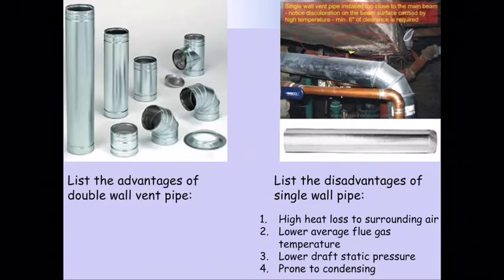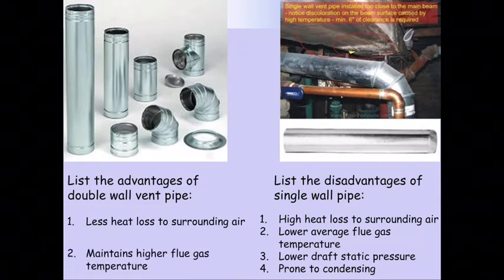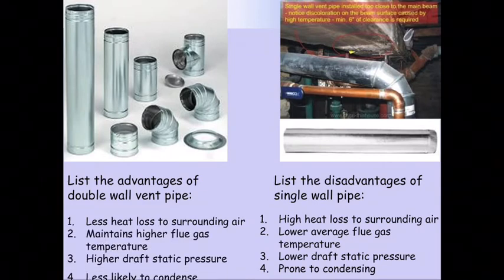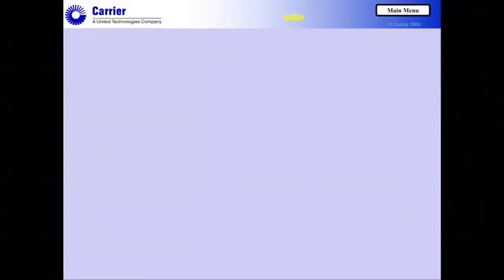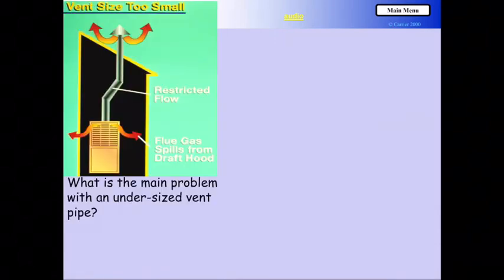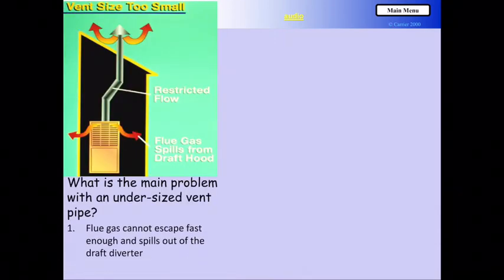So what about B vent? What are the advantages of a double wall B vent? A lot less heat loss. You maintain your higher temps. You have higher pressures, as far as your negative static drafting is much better, and it's a lot less likely to condense. So those are all good things. You try to use a B vent as much as you can when you're venting these types of appliances. So good opportunities. So let's take a look at it.